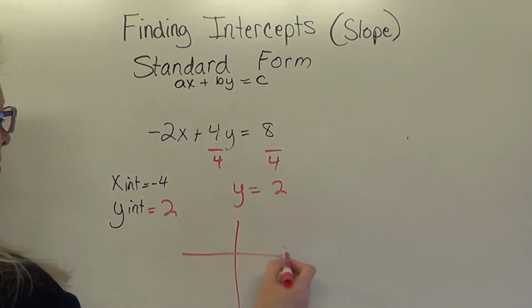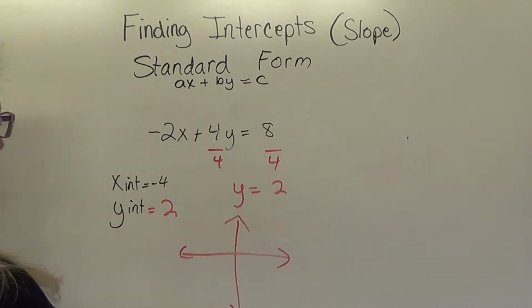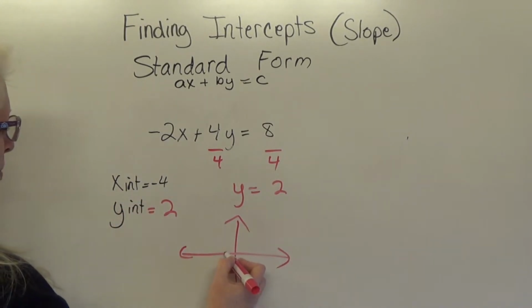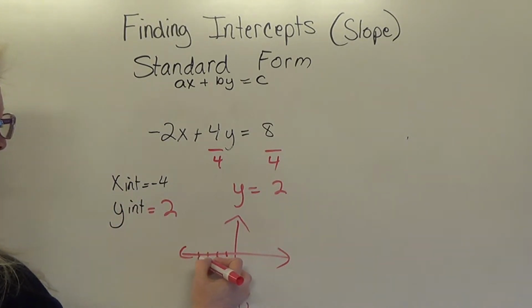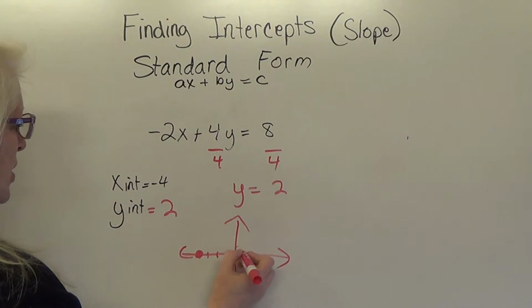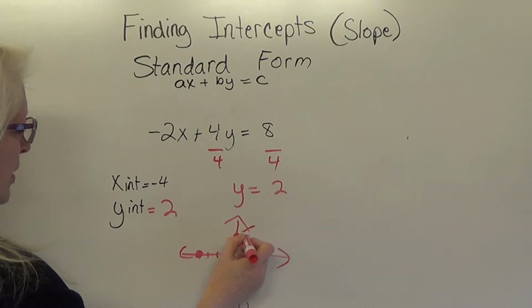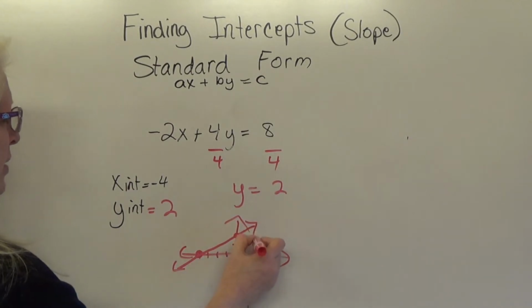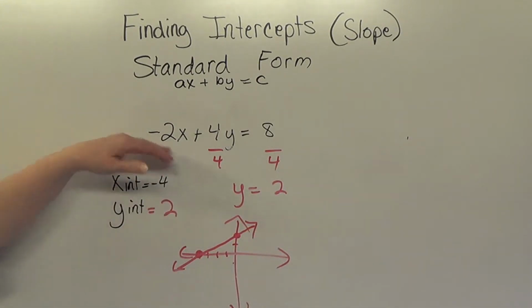So if we graph this really quick, we said that the x-intercept was -4, so that would be 1, 2, 3, 4, -4. We put a point there, and then our y-intercept is +2, 1, 2. Then you would connect those, and you just graphed this line using the intercepts.